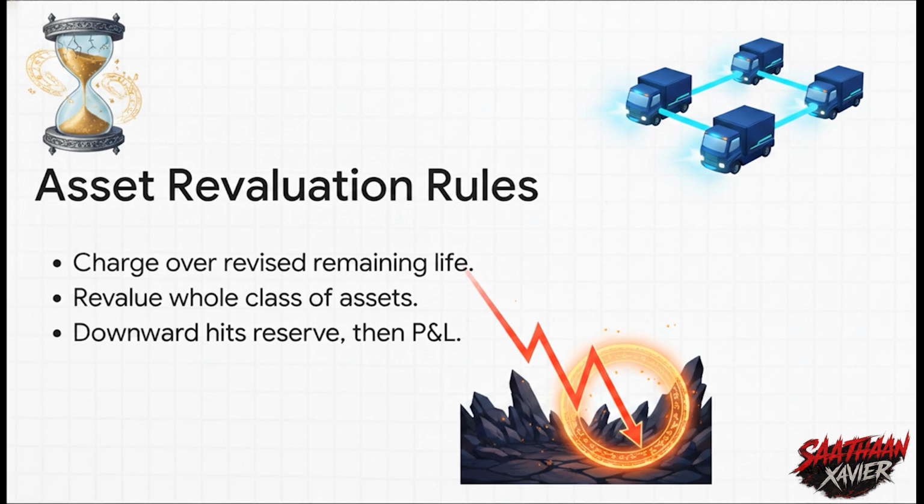Also, here's a golden rule. If you revalue one piece of machinery, you must revalue that entire class of assets. You cannot cherry pick just to make your books look good. Finally, if the value drops, a downward revaluation, it must first eat into any existing revaluation reserve before it ever hits your profit and loss account as a straight-up loss.